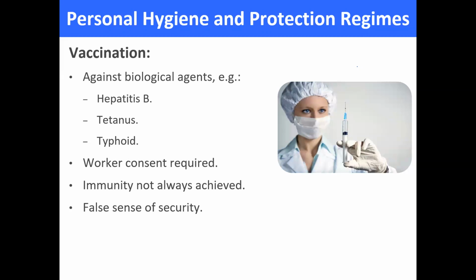Okay, then there are various vaccination programs which we need to implement. Nowadays, we have a vaccination program going on for COVID-19. So I hope all of you are tested for COVID-19, or hopefully you are vaccinated as well. You also need to get vaccination against some other hazards, such as hepatitis B virus. You can get vaccination for tetanus and typhoid. Obviously, you cannot forcefully vaccinate anyone, so you need their consent, and immunity should be given to them as well.